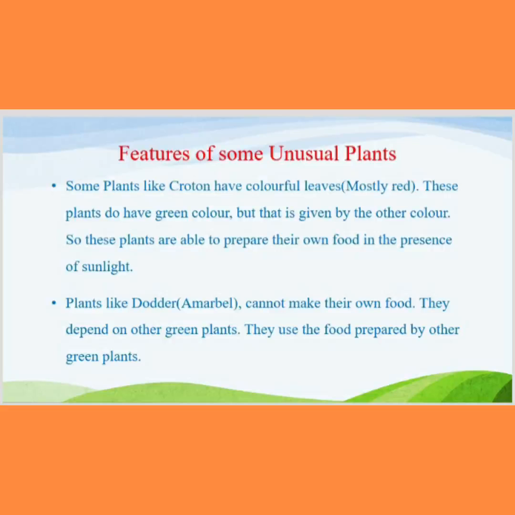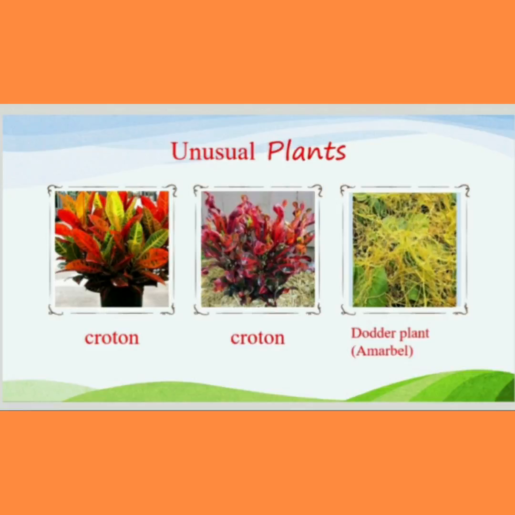We consume them, right? Now we will discuss the unusual plants which don't have chlorophyll pigment. Okay, they appear red in color, but the chlorophyll will be present inside the plant, children, and that will be used for the preparation of food material. Now plants like dodder cannot make their own food, so they depend on other green plants. They use the food prepared by the other green plants.